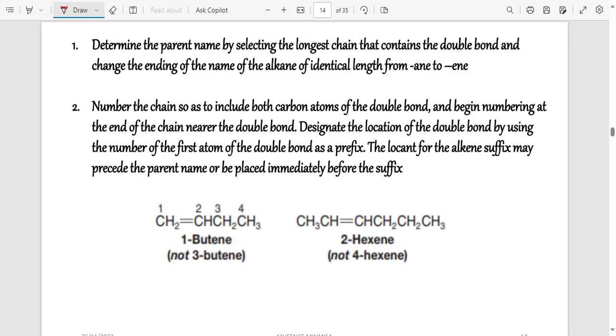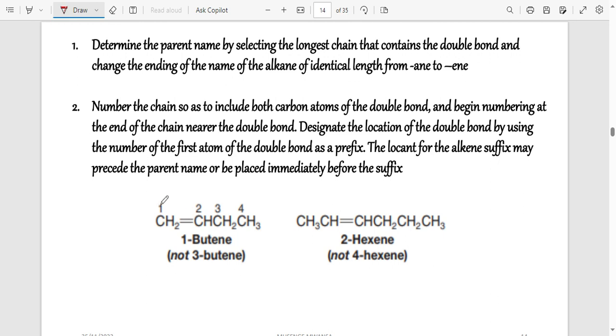Now, how do you name alkenes? So the naming of alkenes is also the same as the naming of alkanes, except the name doesn't end in -ane, it ends in -ene. Okay. So always, for you to name an alkene, count in the direction that will give a small number to the double bond.